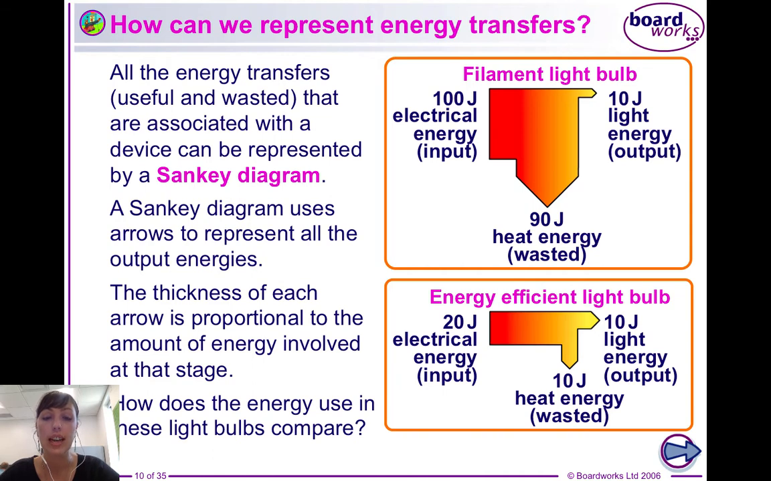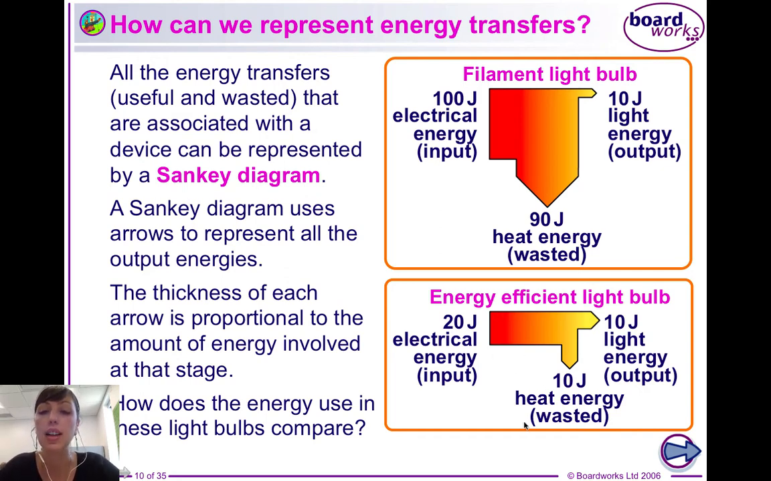So if you're looking at the energy used in these light bulbs, you can see that in a filament light bulb, you have 100 joules of electrical energy input. Okay, and obviously, what's the point of a filament light bulb? Is to create light. You're only getting 10 of those 100 joules in light energy. The rest is heat energy. So that's why this arrow is so thick, because a ton, right, 90% of the energy that is being transferred in a filament light bulb is wasted heat energy.